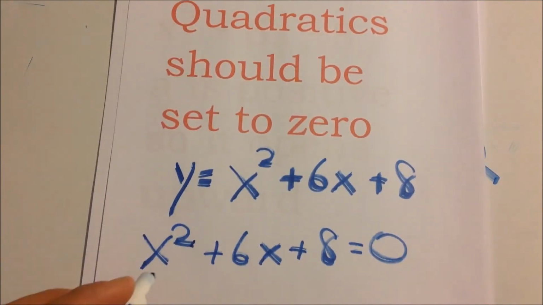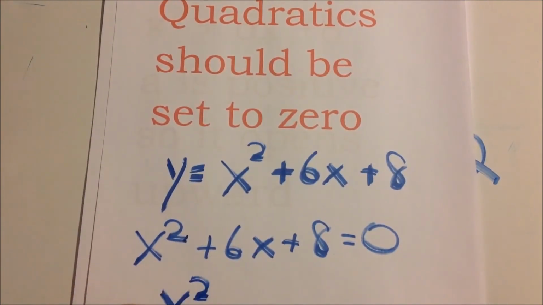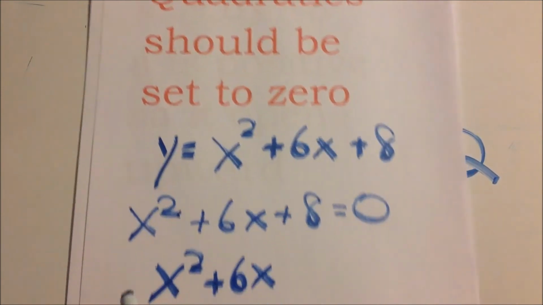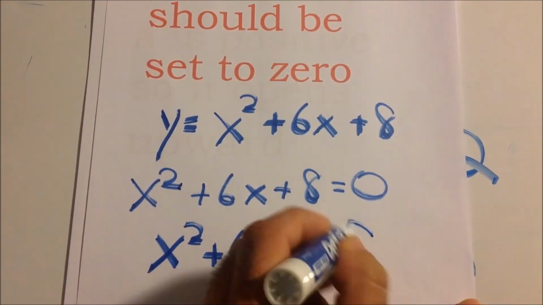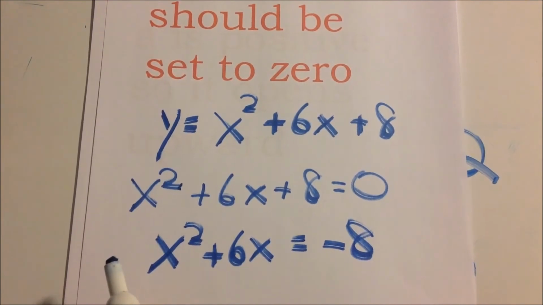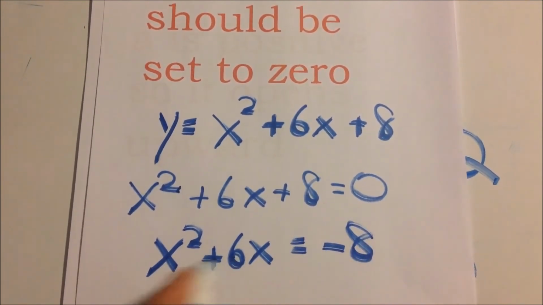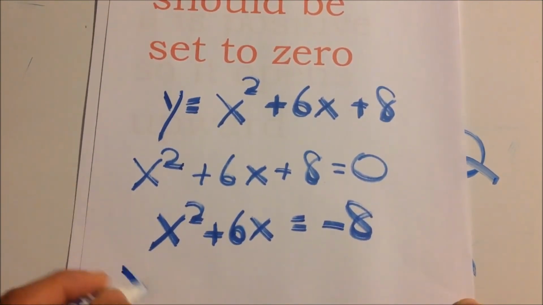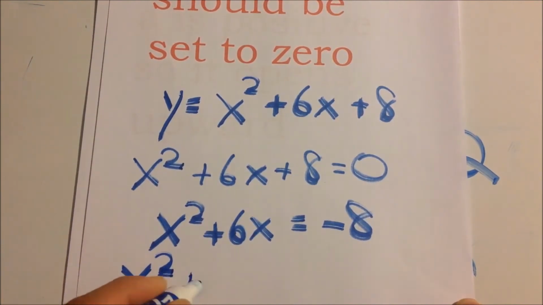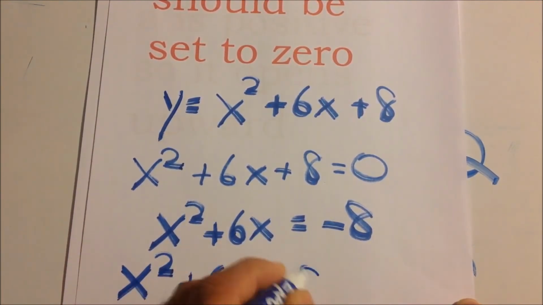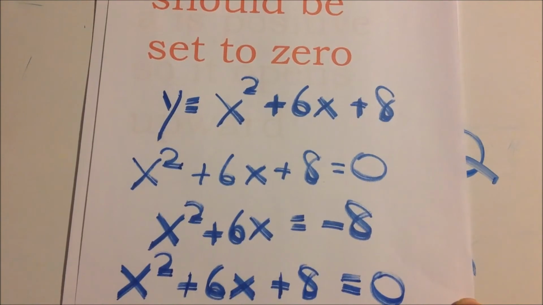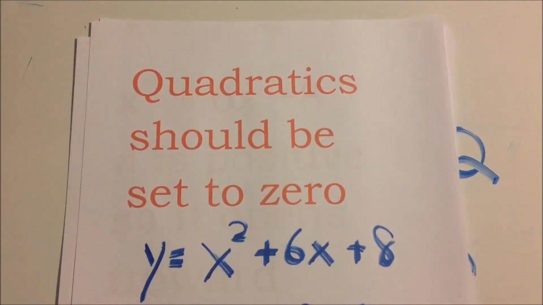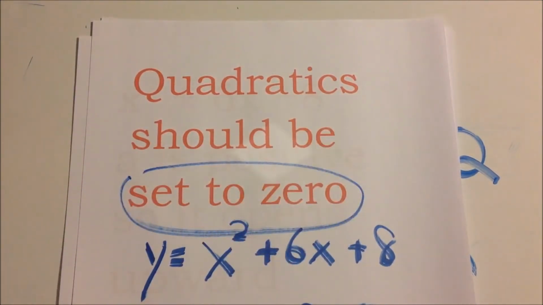Now, if you saw something like this, x squared plus 6x equals negative 8, we need to put it in standard form. Bring that negative 8 over by adding it, so it'll become x squared plus 6x plus 8, and then it would equal 0. So again, we want quadratics to be in standard form.